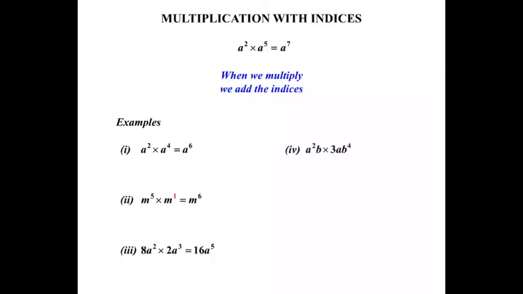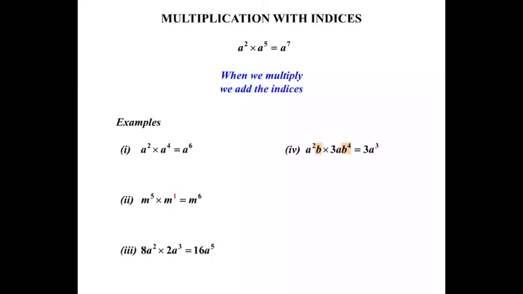Question 4, a squared b multiplied by 3ab to the 4. We'll do our numbers firstly, our normal numbers. There's 3 there. Okay, that's the only number in this question. So we'll write the 3 down. Now we'll look at the a's. We have a squared times a. And that a, of course, is a to the 1, so it'll become a to the power of 3.